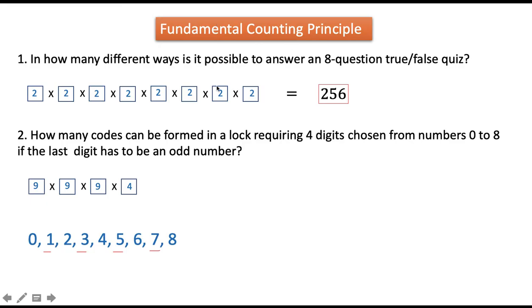Now, applying the fundamental counting principle, just multiply them all. 9 times 9 times 9 times 4. And this gives us 2,916. So it means there are 2,916 ways to form a 4-digit lock using numbers from 0 to 8.